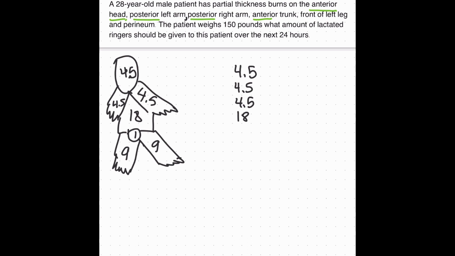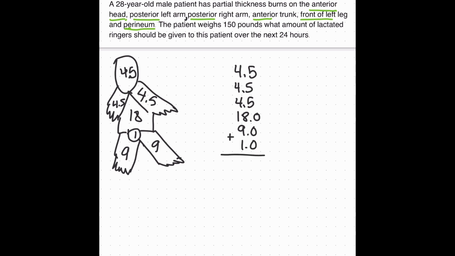Next, the front of the left leg. Again, it doesn't matter which leg, just the front of one of the legs, so 9% for that. I do like to put point zeros, so you see me even that out there. And then the perineum is just 1%.